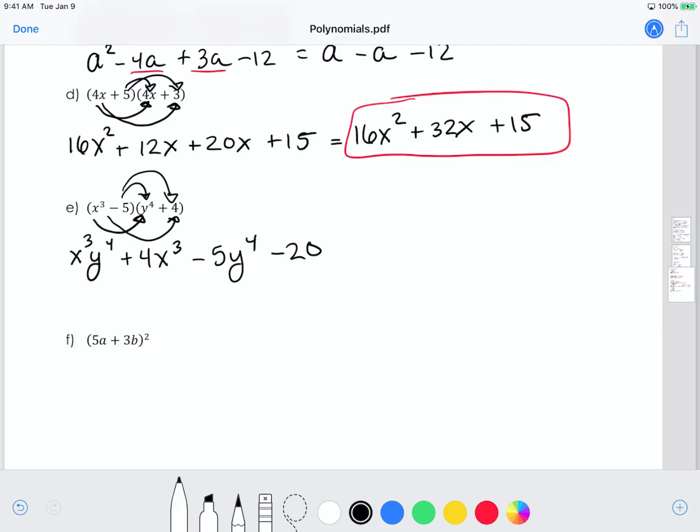Now here I have no like terms that I can combine. So at this point, I'm just done. I stop here.